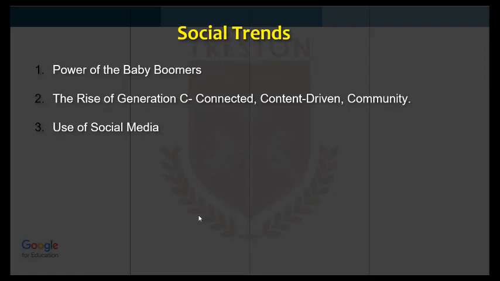Next, we have social trends. We have the power of baby boomers, what we call gray tourists: older, retired people having the money to come here to the Philippines, maybe to attend MICE events and to spend their money here. And we have the rise of Generation C, which is connected, content driven, and community. Then we also have social media, which is connected with being connected and content driven.